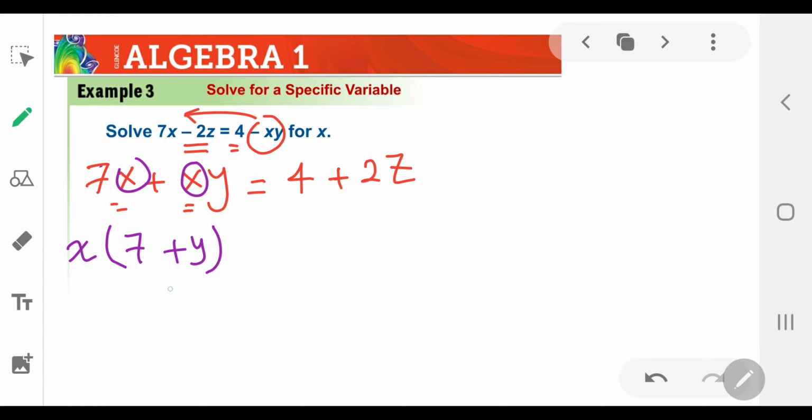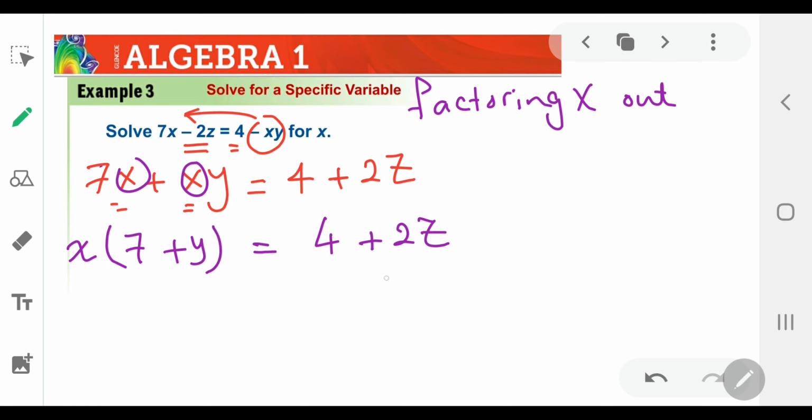You may check whether it's correct or not. If you multiply x by 7, you get 7x. If you multiply x by y, you get xy. So this is called factoring out. Factoring x out, because it's a common factor. It's multiplied by 7 and also multiplied by y. And still, the right-hand side remains the same.